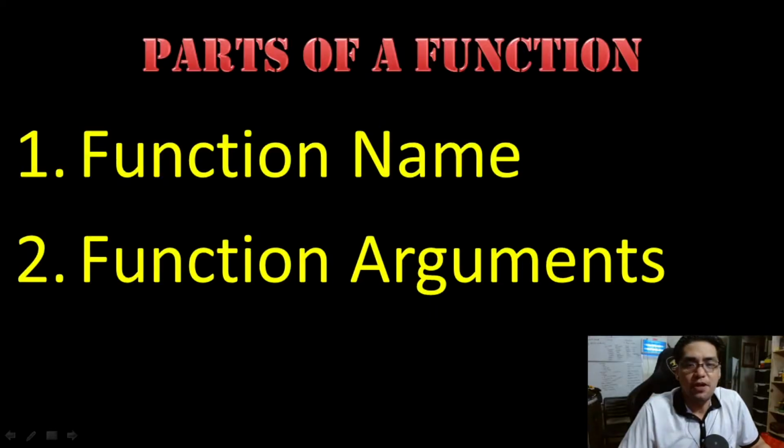Now let's talk about the parts of a function. A function has two main parts. First, you have what we know as a function name, and then we have the arguments of the function.